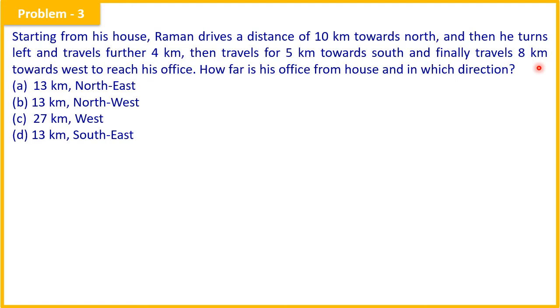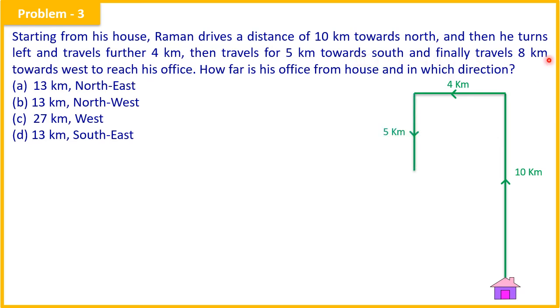सबसे पहले आपको उसका हाउस as a point मार्क करना पड़ेगा, and from the house he is traveling 10 kilometers towards north like this. 10 kilometer travel करने के बाद he turns left and travels further 4 kilometers. So he is moving in left direction and traveling 4 kilometers. Then further 5 kilometers towards south like this, and finally travels 8 kilometers towards west to reach his office. Okay, so west direction he is going 8 kilometers and he is reaching his office.